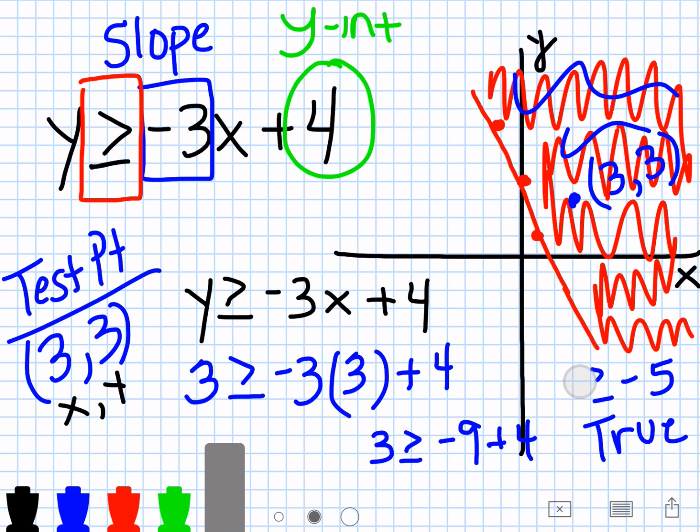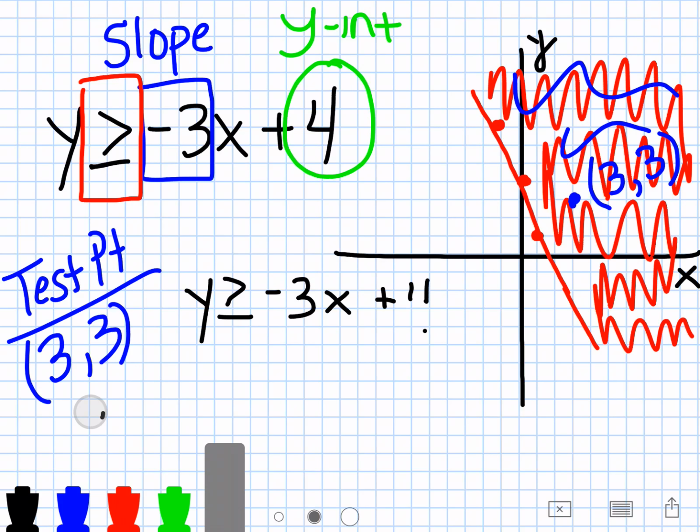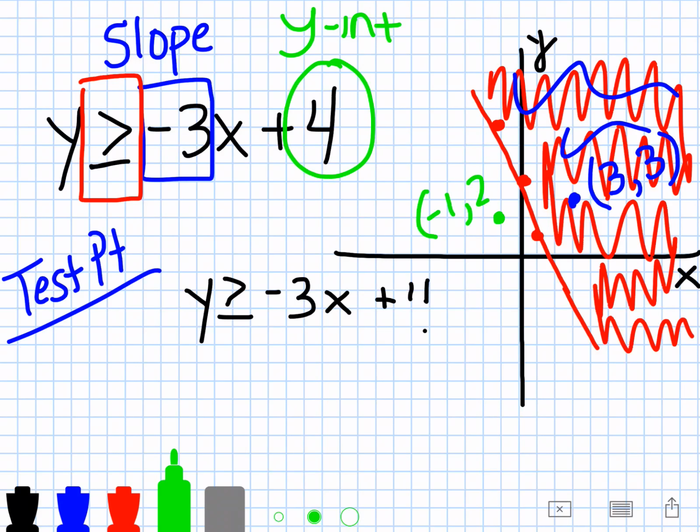So let's say I pick a point that's outside of the shaded area. What's going to happen if I do the exact same thing I did with the point I picked in the shaded area? So let's pick another test point outside of the shaded area, and let's see what happens. I am going to pick the point right here, which will be a negative 1, positive 2.